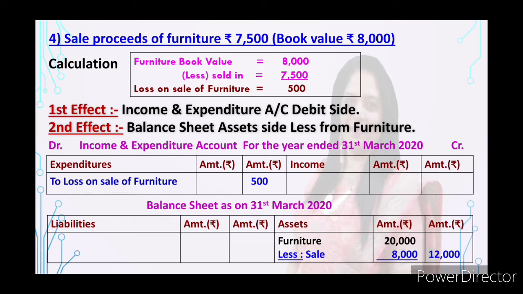In income and expenditure account, you can see on the debit side loss on sale of furniture 500. Here you have to record the loss, and in the balance sheet you can see furniture is rupees 20,000, less sales 8,000. Here you have to deduct the book value from that particular asset. Furniture is sold and the value of furniture is 8,000, so the book value will be deducted from the asset, that is 8,000, and in the outer column 12,000 will be recorded.